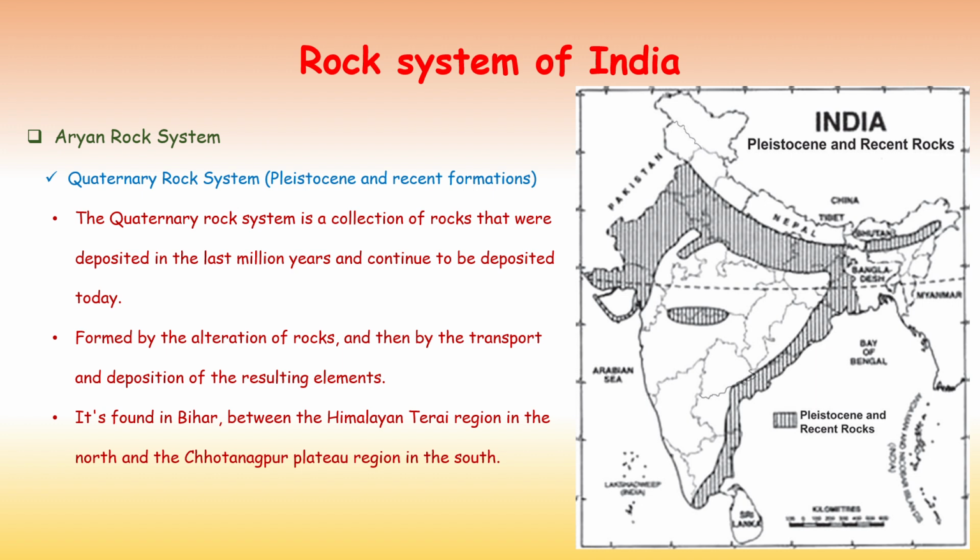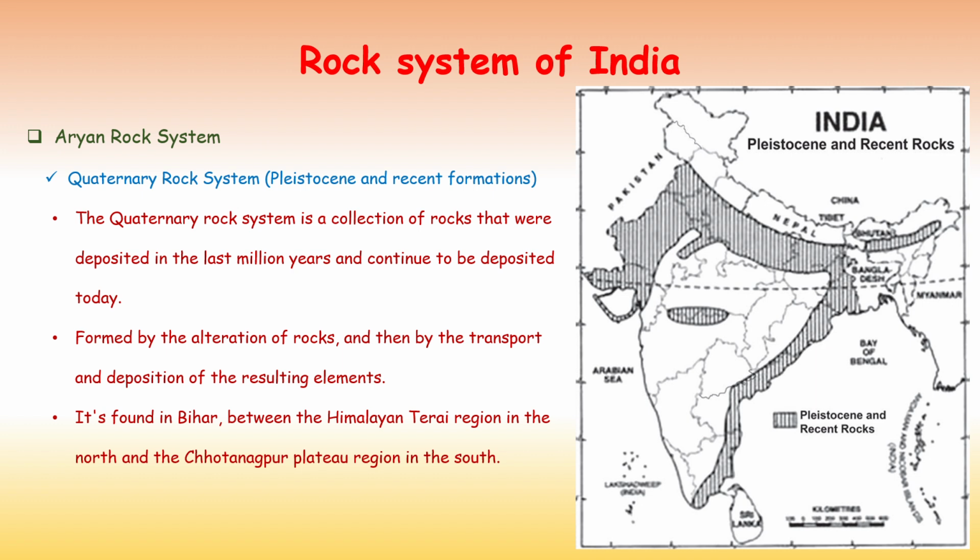The Quaternary system is a geological period that began 2.6 million years ago and continues to the present. Quaternary sediments are formed by the alteration of rocks and then by the transport and deposition of the resulting elements. These are mostly found in the plains of North India.